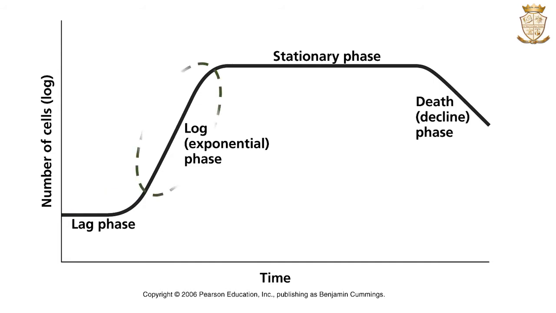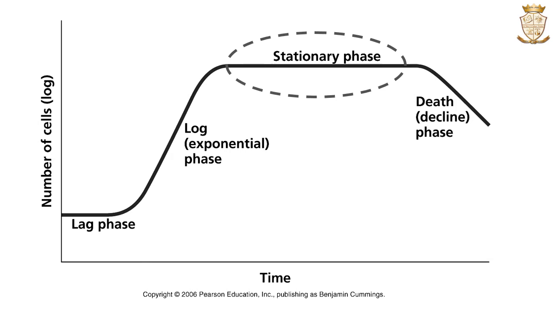The next phase is the logarithmic or exponential phase. During this phase, the bacterial growth occurs at its optimum level and the population doubles rapidly. This phase is represented by a straight line and the population is at its metabolic peak during log phase.